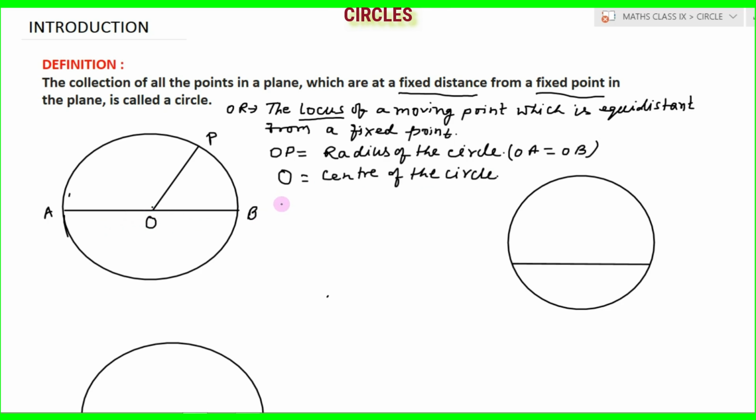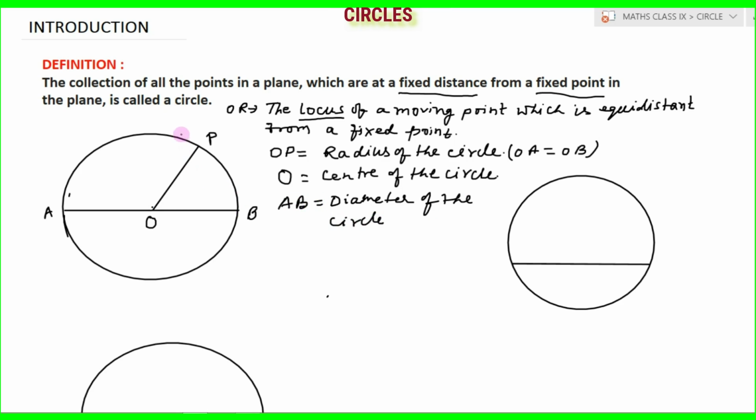Clear? Now this straight line AB passes through the center of the circle and touches two end points on the circle. Any straight line which starts from one end of the circle, passes through the center O and touches another point of the circle, is called a diameter of the circle. So these are the basic terms: radius, center and diameter of the circle.